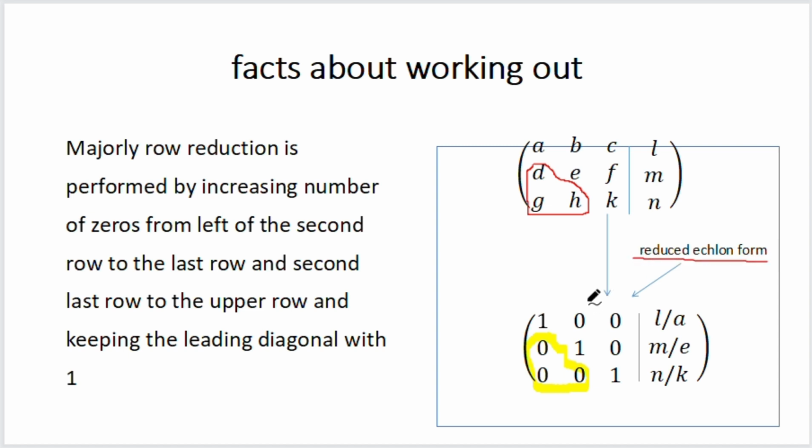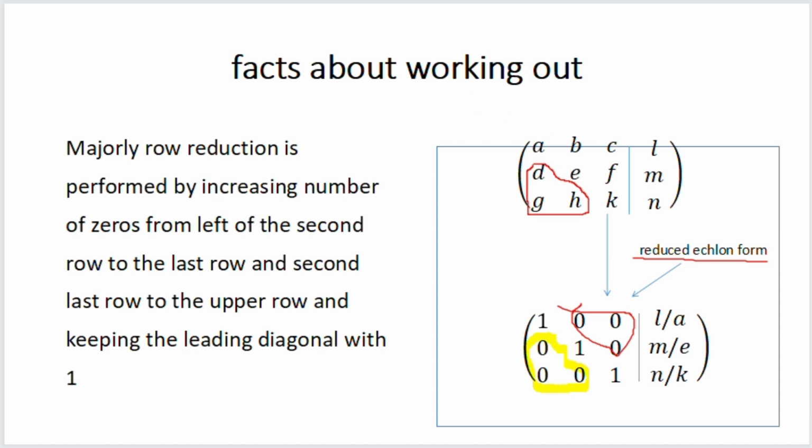The reduced echelon is when you have zeros here, and also these zeros down here, and the leading diagonal having only 1 each. Let's say 1 1 1 1. We work out in such a way that, for example, D G H become 0, and at the same time B C F become 0. So that's how we can say that we have a reduced echelon.